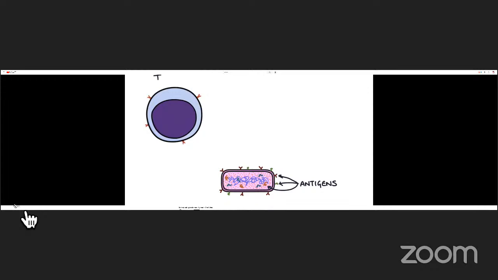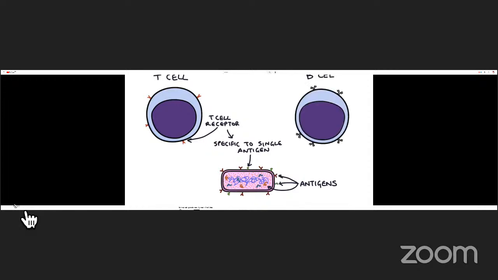Each pathogen has molecules that are unique to them. They're known as antigens. Each T cell has T cell receptors that are specific to a single type of antigen. B cells have antibodies on their cell membrane that, just like T cell receptors, are specific to a single type of antigen. The result is there are millions of different T and B cells that are each specific to a single type of antigen.